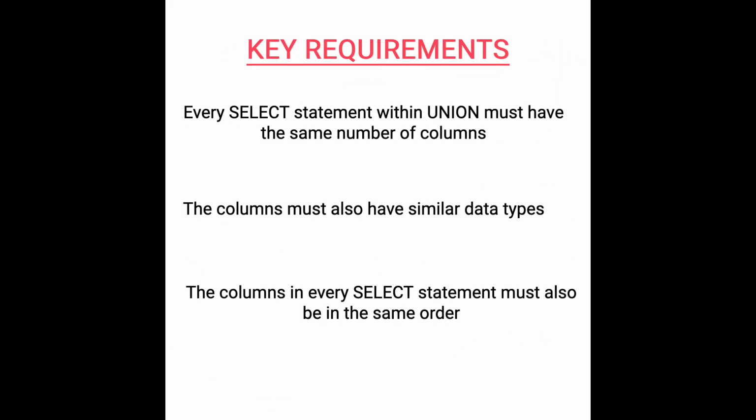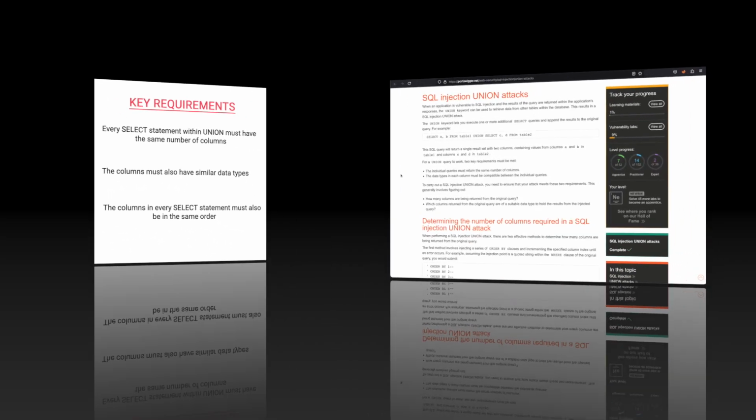For a UNION query to work, some key requirements need to be met. Every SELECT statement within a UNION must have the same number of columns. The columns must also have similar or compatible data types. The columns in every SELECT statement must also be in the same order.